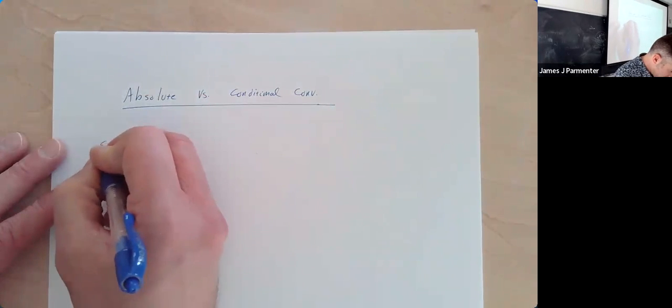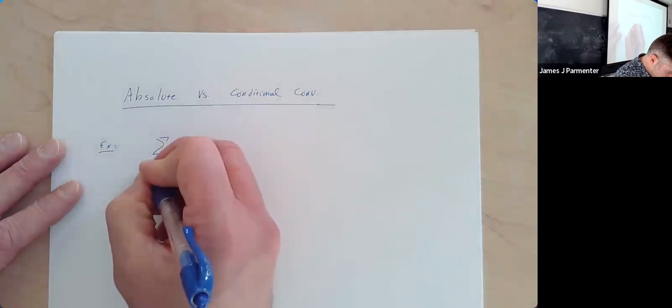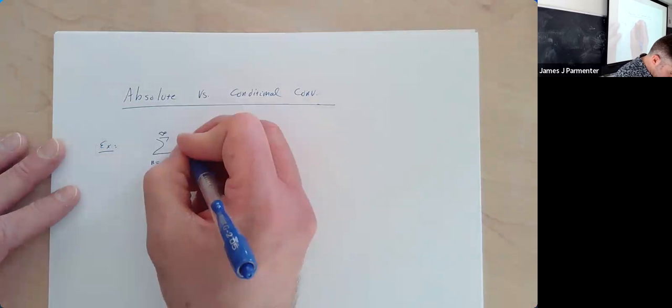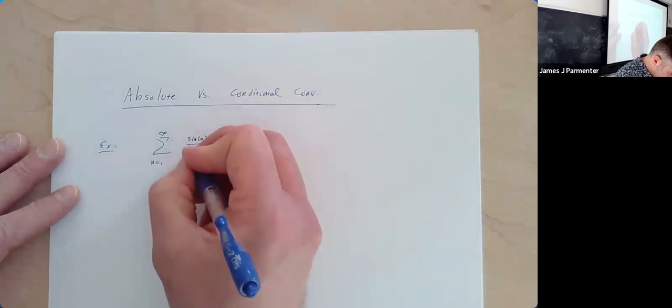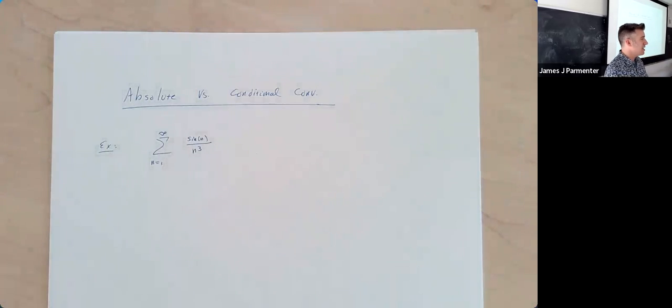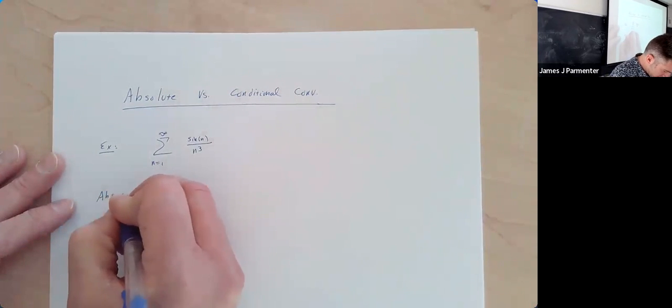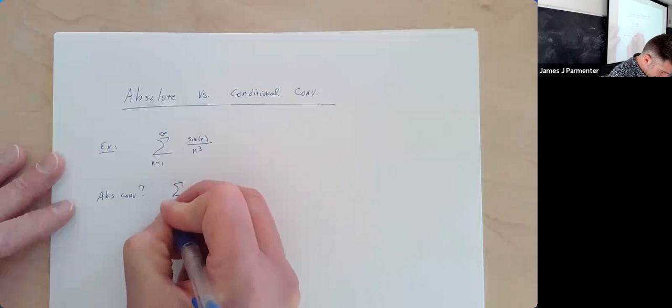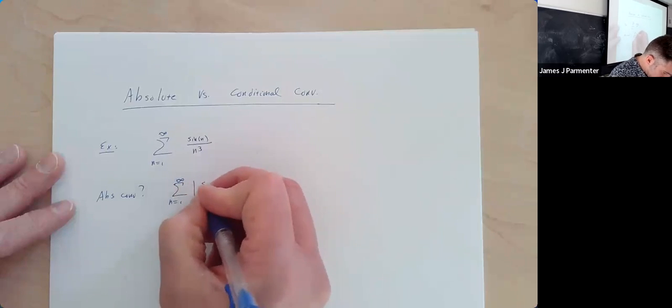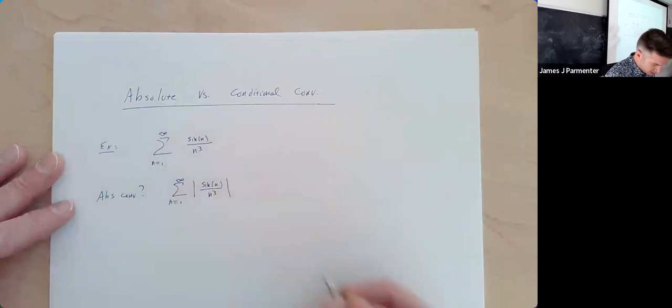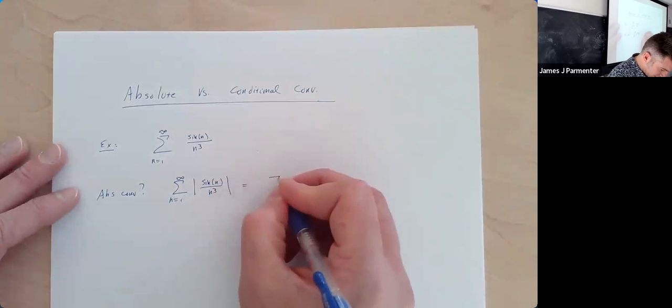For example, the sum from n equals 1 to infinity of sine of n over n cubed. There really isn't any other way to show this series converges other than via absolute convergence, because sine is not a nice alternating series. Sine goes positive, positive, positive for a while, negative, negative, right? It doesn't go back and forth, back and forth. So here we would test absolute convergence by taking the sum from n equals 1 to infinity of the absolute value of sine of n over n cubed. I don't need the absolute values around the n cubed, I'm just going to put them around the sine.